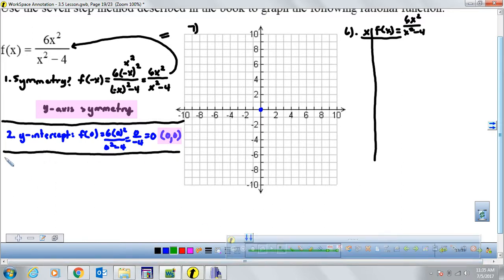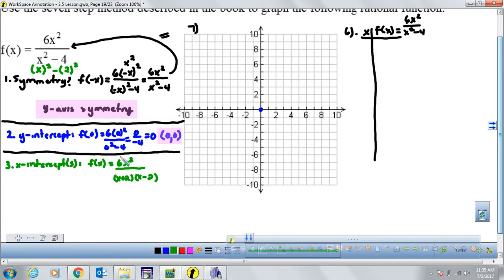Number 3, we need to find the x-intercepts. Now, to find the x-intercepts, we first need to see if we can simplify this fraction. The numerator cannot be factored, but the denominator can be factored. x squared minus 4, if you remember, this is a squared, which is x squared, minus b squared, which is 2 squared. And that factors into a plus b, which is x plus 2, times a minus b, which is x minus 2.